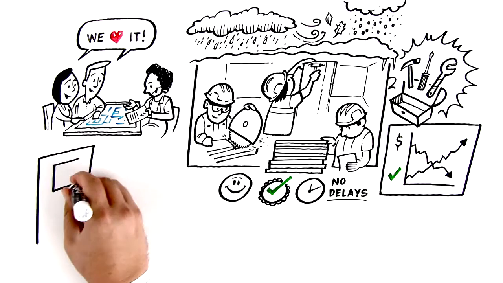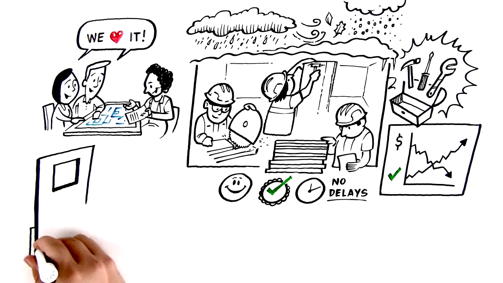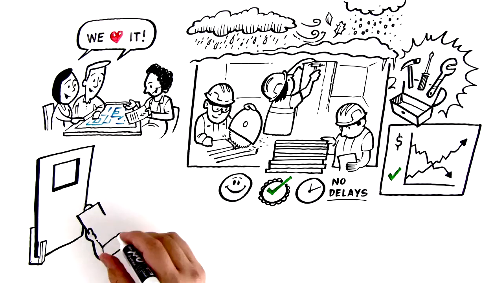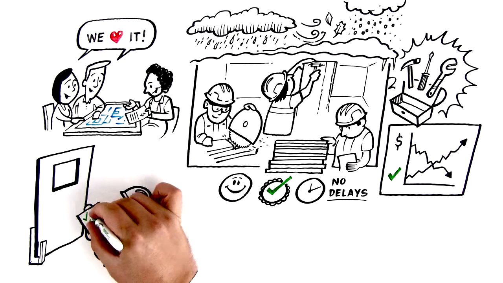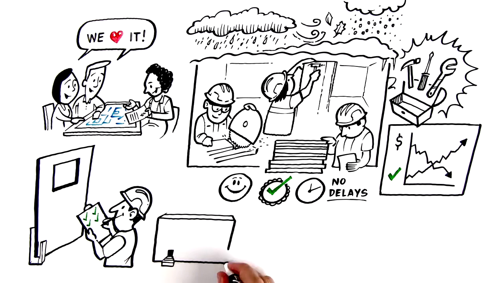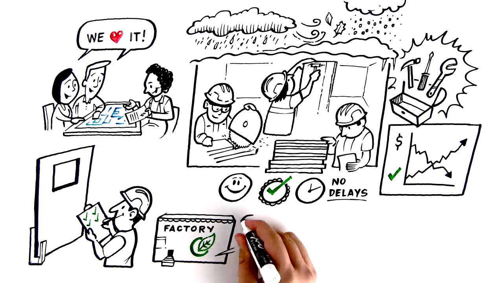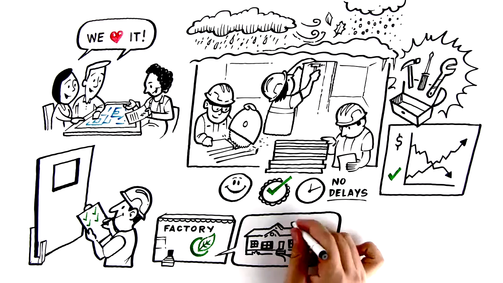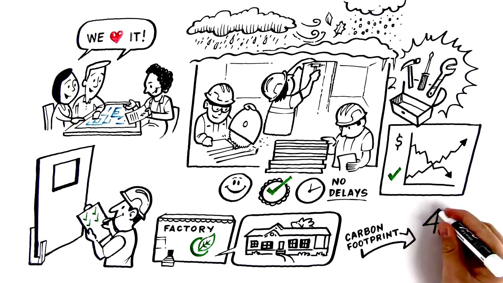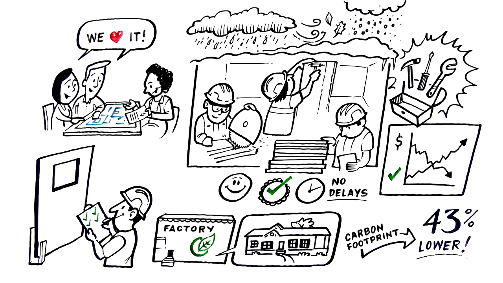At every stage of the construction process, their new home was rigorously tested and inspected to make sure it complied with both local and provincial regulations. Also, unlike traditional homes, their factory-built home was constructed with sustainability in mind. Compared to traditional construction, its carbon footprint was 43% lower during manufacturing.